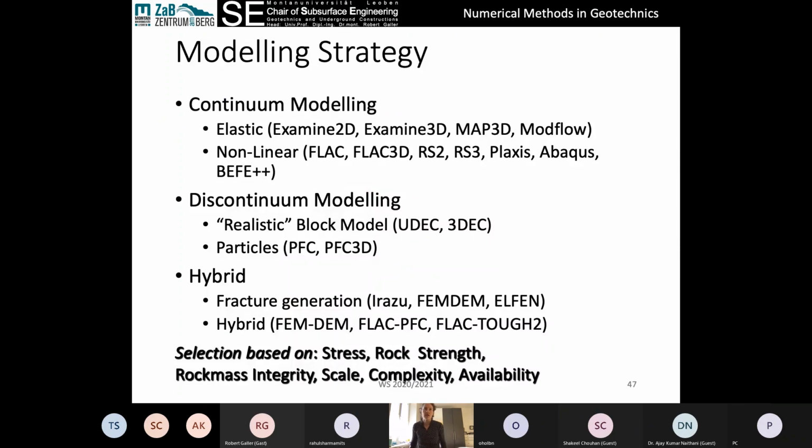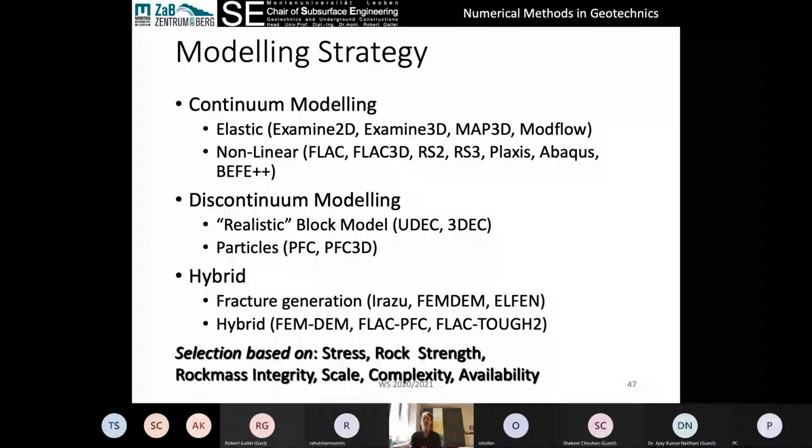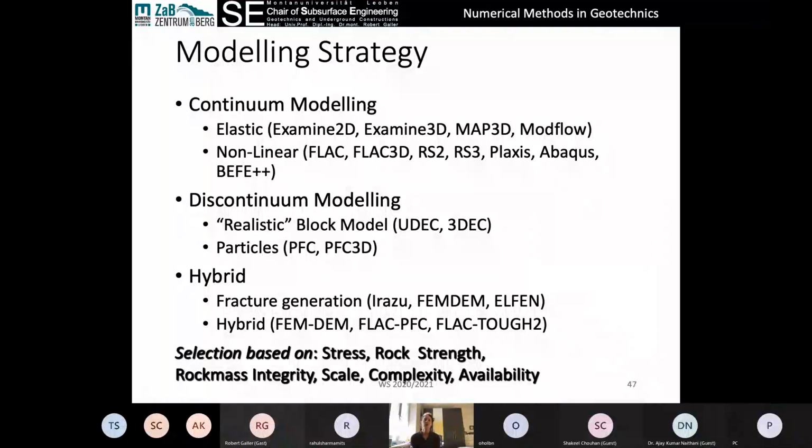So then the modeling strategy: make a decision on what type of model you're going to want to use. If you're using a continuum model, do you want to use an elastic solution? Are you only interested in the stresses, or maybe comparing the stresses to the strength, looking at a strength ratio or a strength factor? Then an elastic model might be useful. If you're interested in looking for failure and actually causing failure and dilation of your material, then you need a nonlinear model. So this is a model that's capable of using plasticity.